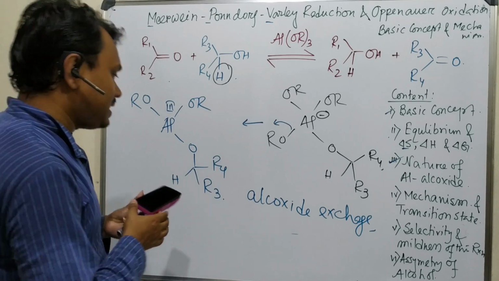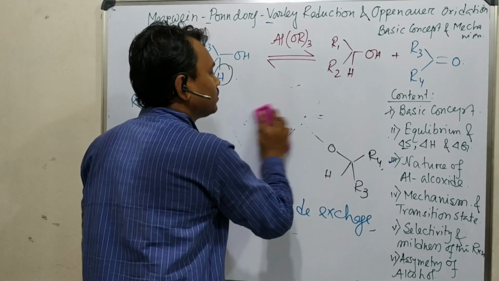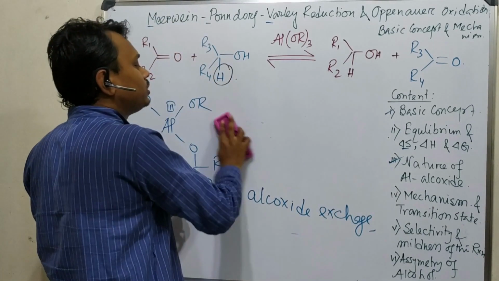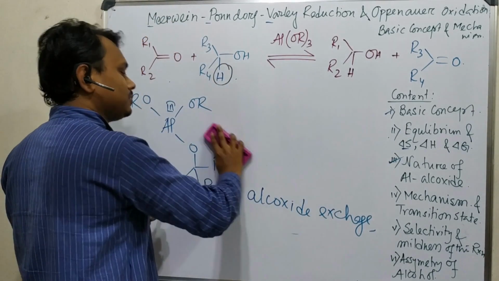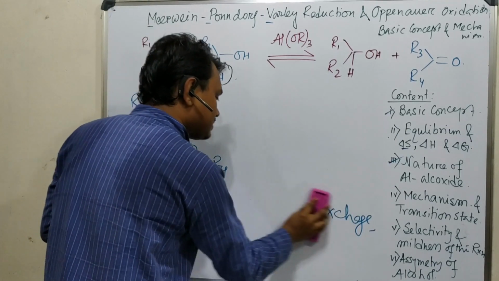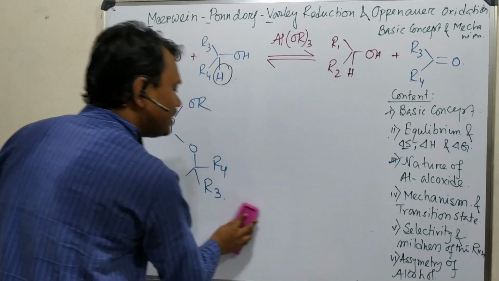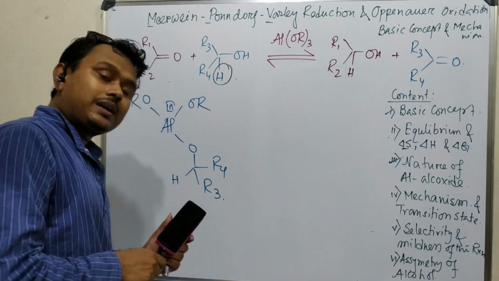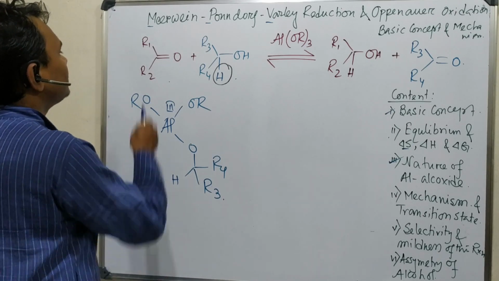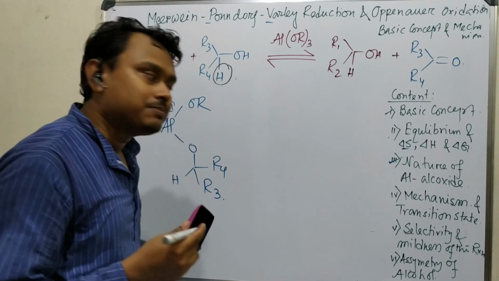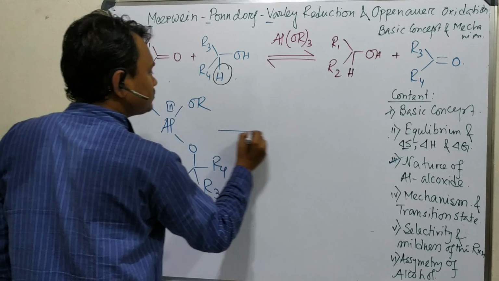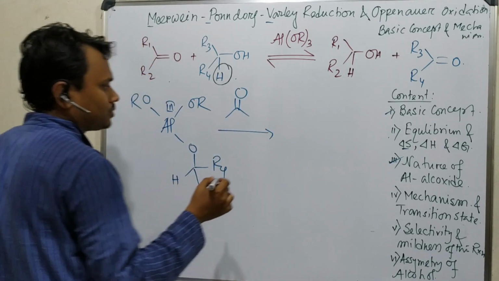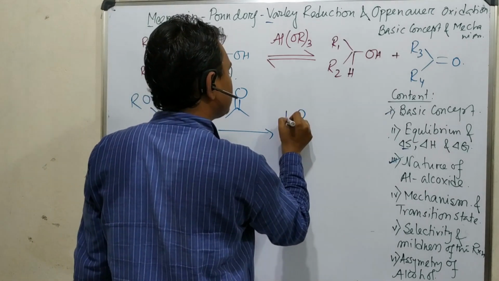Since this alkoxide exchange has happened, in the next step the ketone will coordinate to the aluminium. Reason? Same reason. This is still a 6 electron species, electron deficient, and we know that carbonyl can also perform the job as a Lewis base. Okay, so this is the carbonyl.